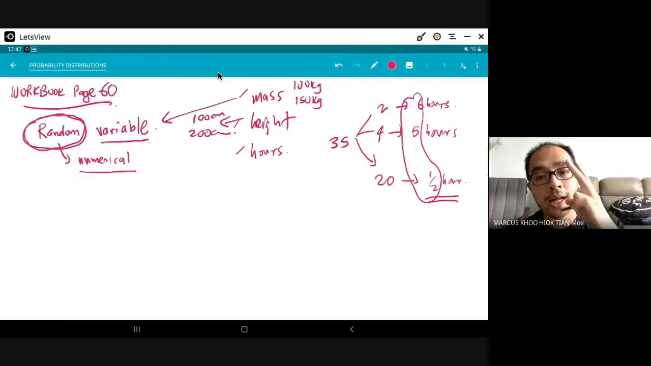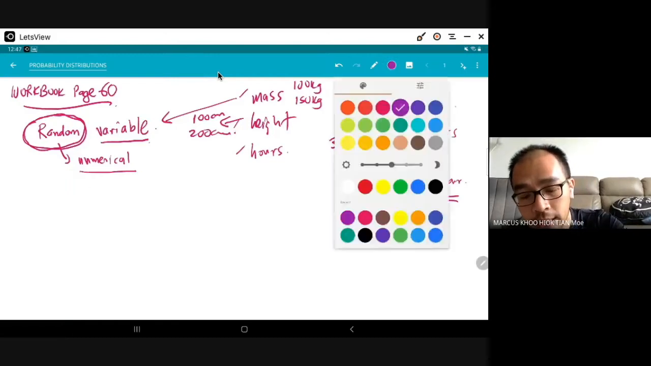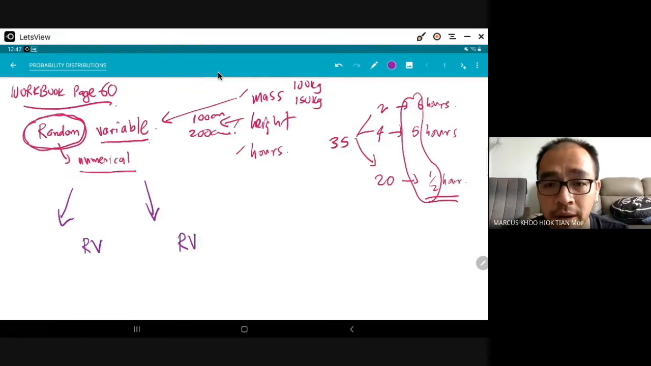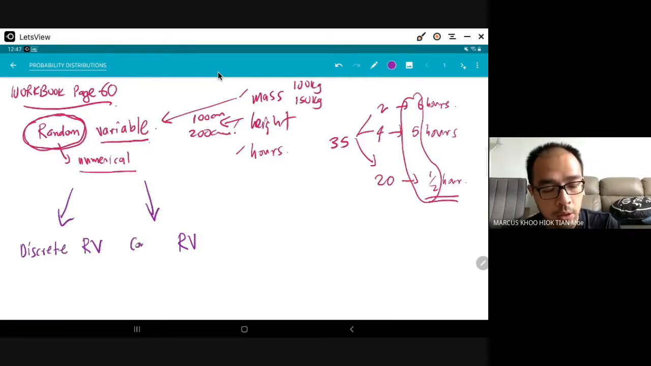Now, there are two types of random variables, so we do a classification. Two types of random variables. I'm going to call this RV, because I'm very lazy to write random. So the first one is called discrete, discrete random variables, and the other one is called continuous.